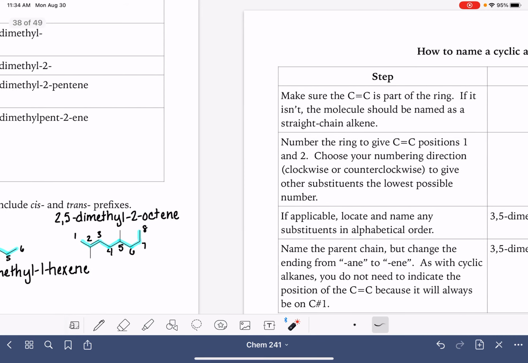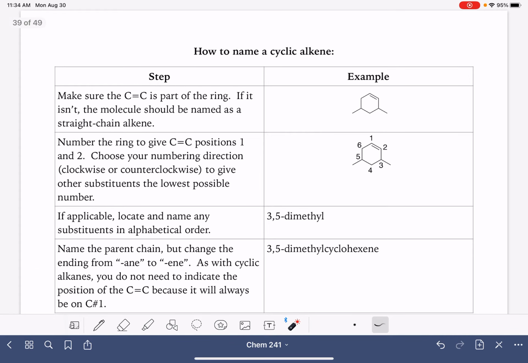Now, if we're dealing with a cyclic molecule, the rules are going to be pretty much exactly the same as for a straight chain. We do want to make sure that the double bond is actually inside the ring. If the double bond was somewhere outside of the ring, then we would name it as a straight chain alkene with a cyclic substituent. We won't see any examples of that for a while.